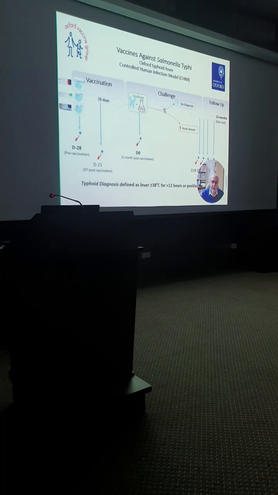And then after a month, when they've made an immune response to the vaccine, we ask them to drink the typhoid bacteria to see whether they're protected. They either develop acute disease or they are protected. We follow them up after that with lots of blood samples to monitor infection.